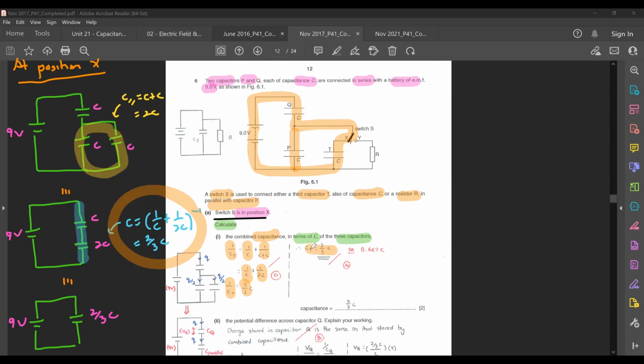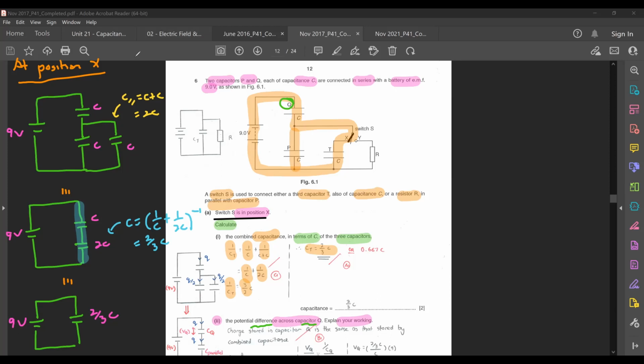Okay, you will notice that I actually had to simplify the parallel connection first. Then after that, I can add up the capacitances to find the total capacitance. Okay, so that's how you would do this. And then now, if you look at the next part of your question, find out the potential difference across capacitor Q and explain your working. Okay, capacitor Q is actually this one. They want you to find out the PD across capacitor Q, and you're supposed to explain your working.